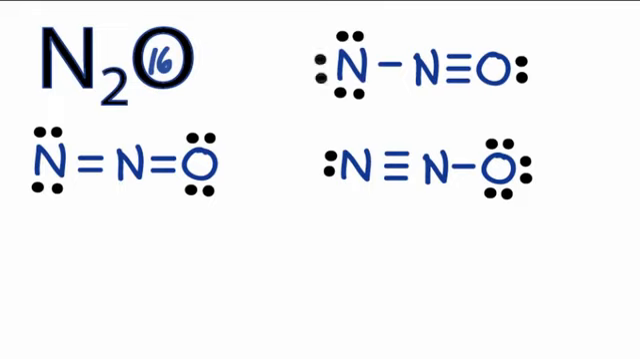For each structure, the atoms have fulfilled their octets, and for each Lewis structure, all the 16 valence electrons have been used. So we need to decide which one of these is going to be the best structure. And to do so, we're going to have to look at formal charges. Let's start with this one right here.